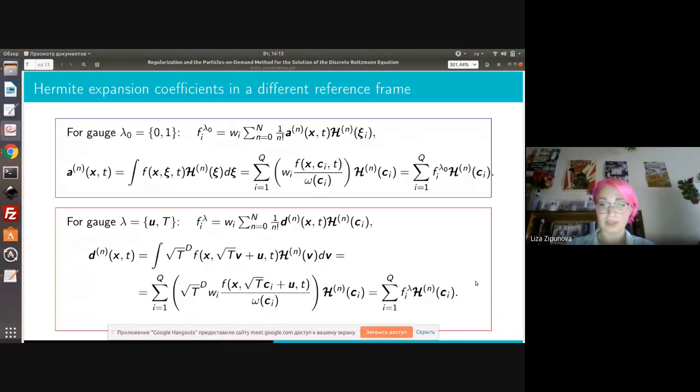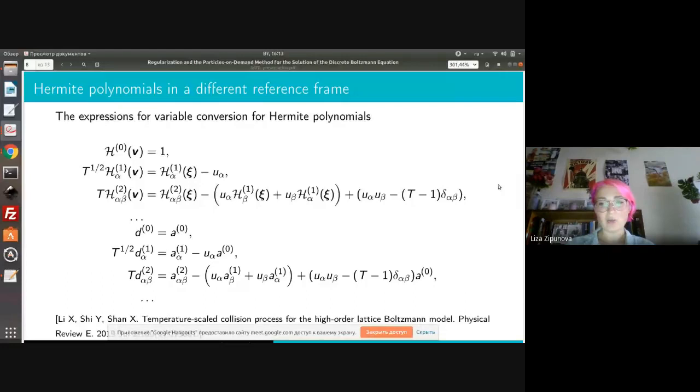To express moments d from moments A, we decompose Hermite polynomials dependent on velocity in the moving frame by Hermite polynomials dependent on velocity in the standard frame. Integrating the equations, we get the needed expansions, the needed expression for d from A.